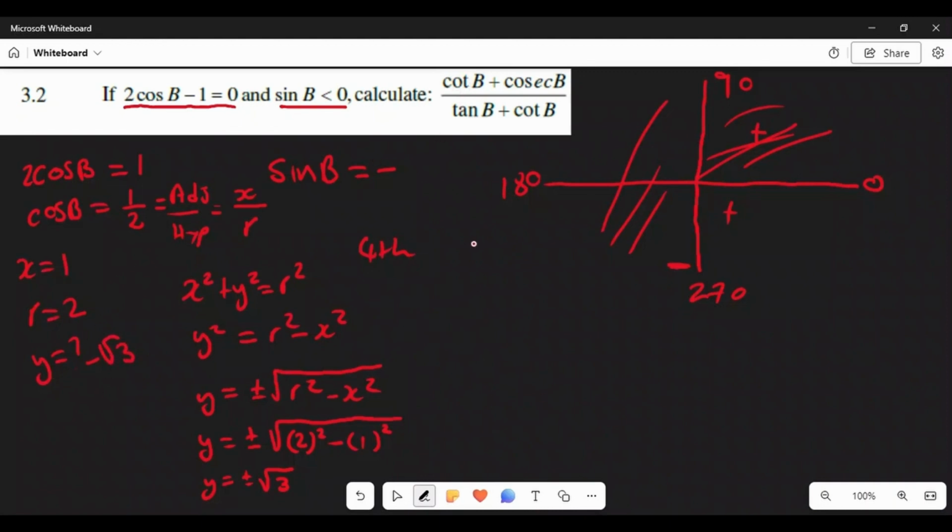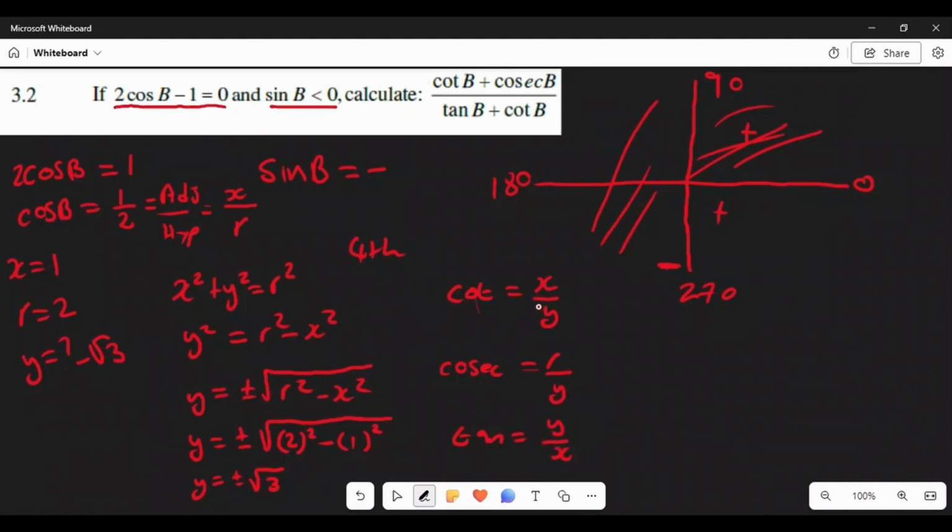Now if you still remember, cot is the same as x over y, and then cosec is the same as r over y, and then we know that tan is the same as y over x. Well guys, since we have our cot, cosec, and tan in place, we can start now.